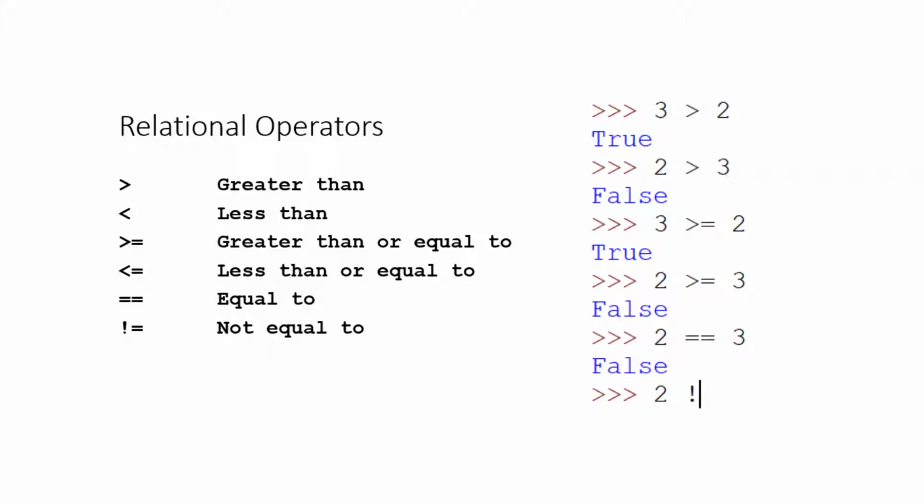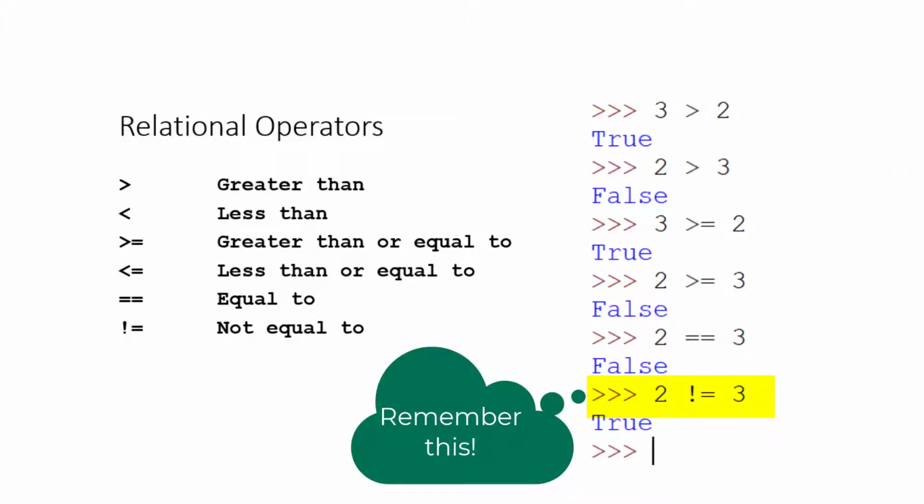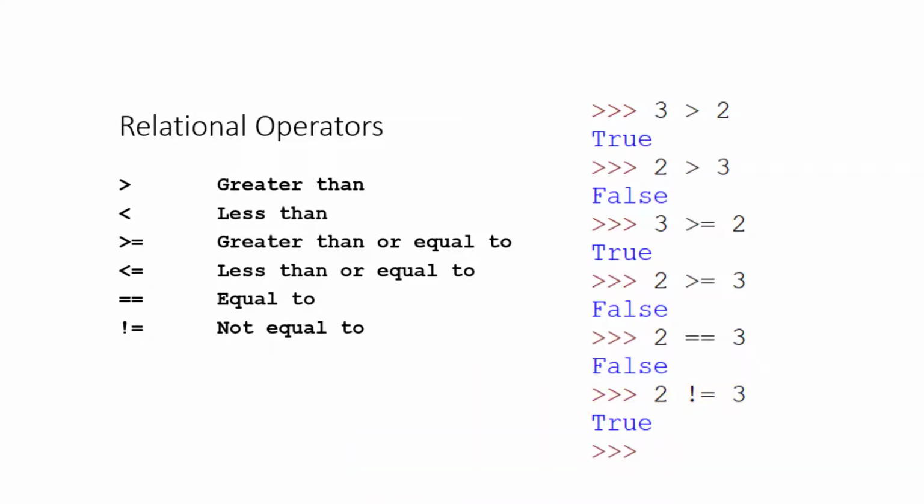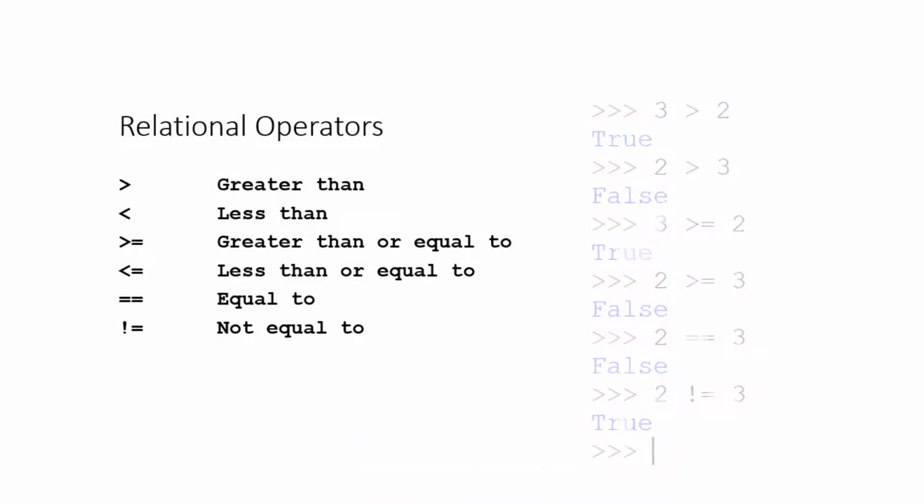Now, how do we check if two entities are not equal to each other? This is how you would do it. This is something new. You would want to remember this. Okay, so use an exclamation mark and equals sign to check if two entities are not equal to each other.